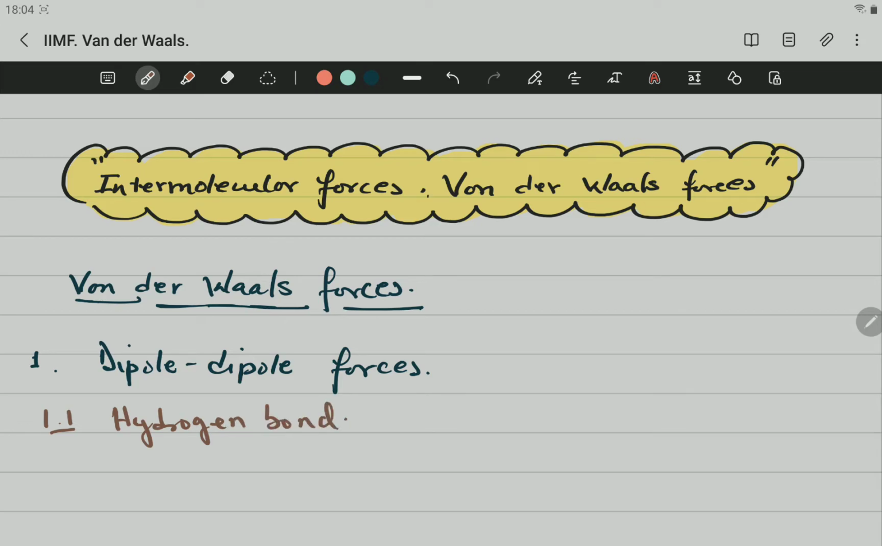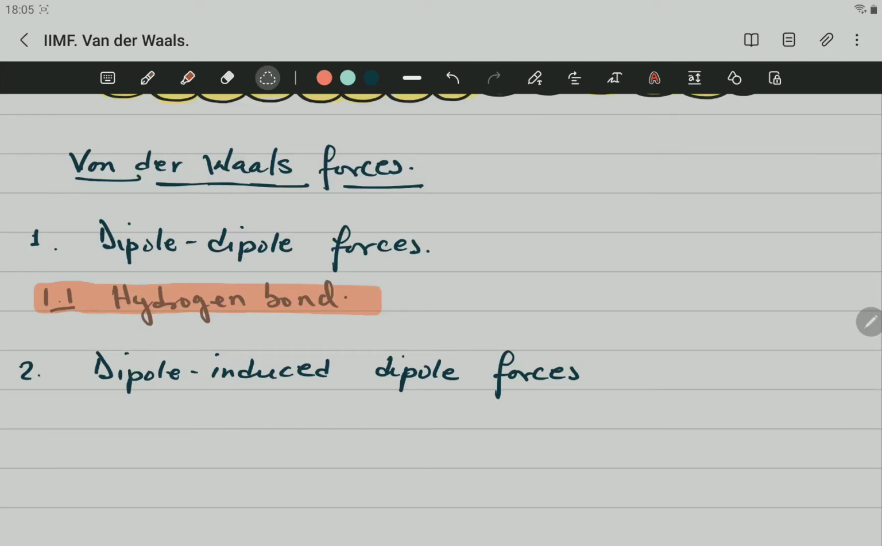Now, hydrogen bond is not a bond. It's not a bond between atoms. Still an intermolecular force, but it is a special case of dipole force. The second type of intermolecular force is going to be called dipole-induced dipole, and the last one is going to be called induced dipole forces.